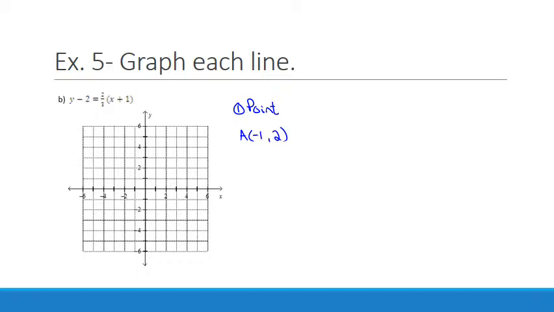Okay, my slope is stated clearly in that equation, just 2/3. So I've got everything I need. We always use this point as your starting point when you're graphing.